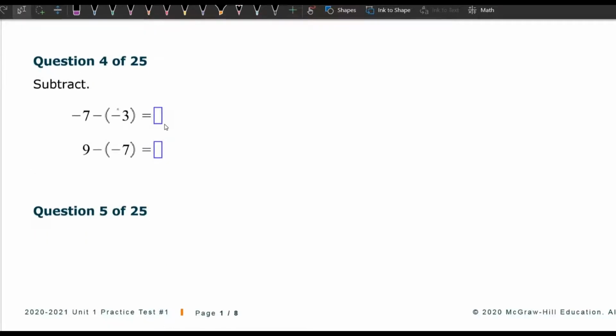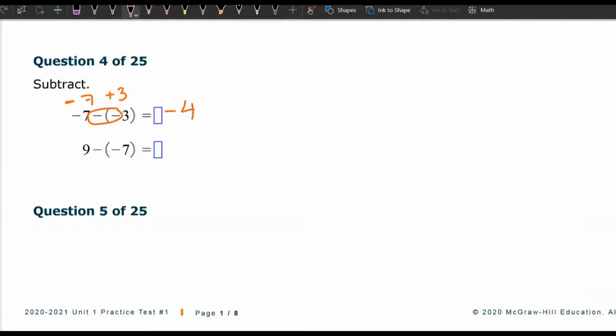Down here, negative times negative is positive, right? So that will be negative 7 plus 3. Opposite signs we subtract. So 7 minus 3 is 4. And 7 is the bigger number and it's negative. So the answer is negative 4.